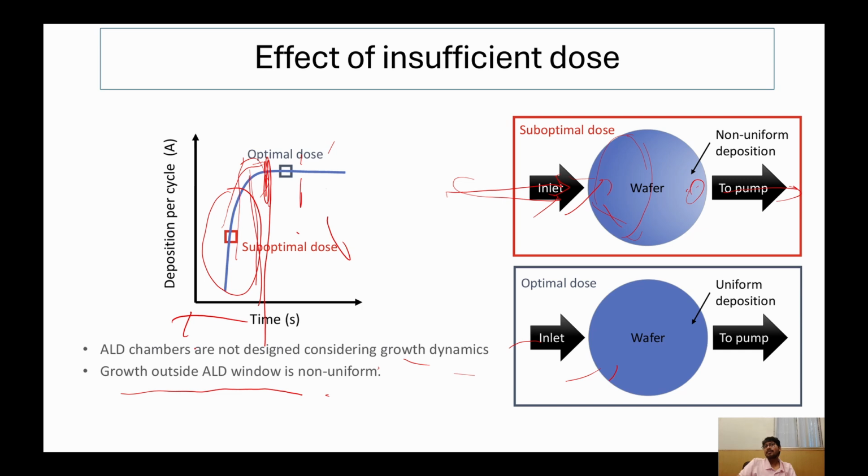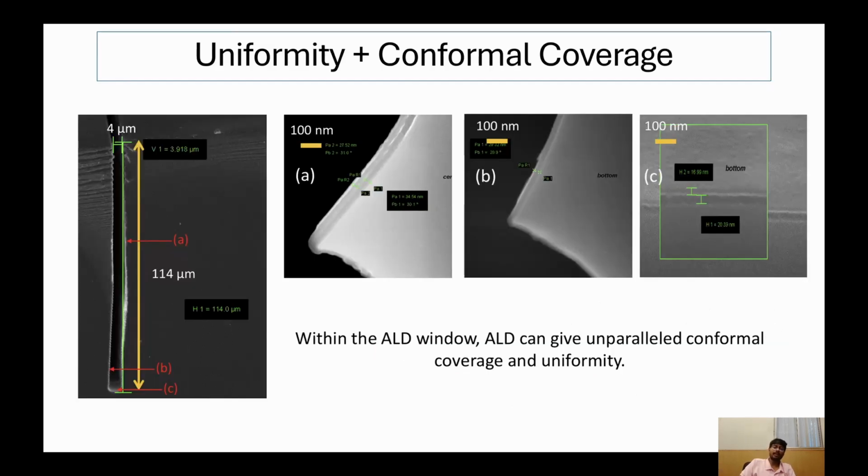And another thing is, if your temperature is not sufficient for the reaction, then also you won't get this. And another thing is uniformity and conformal coverage. You will get a very highly uniform growth, and a conformal coating with a very good aspect ratio. The width of this trench is 4 micron and the depth is 114 micron, and still you are getting a very good conformal coating everywhere.